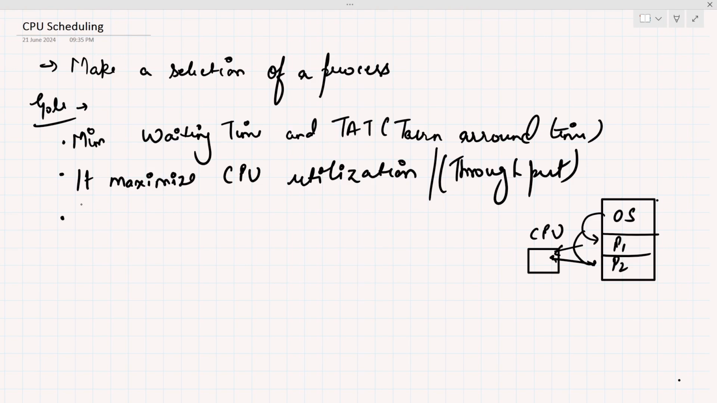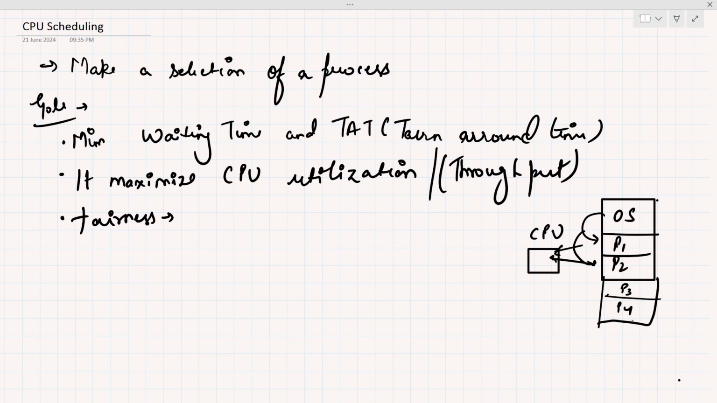And the other goal is fairness. What does fairness mean? Fairness means that every process gets a chance to get the CPU. Let's say we have main memory, and in main memory we have P1, P2, P3 and P4. The CPU scheduler schedules P1 to the CPU. Now P1 is a very long process and takes a very long time. Does that mean that P2, P3, P4 are not getting the CPU? No, it does not happen.